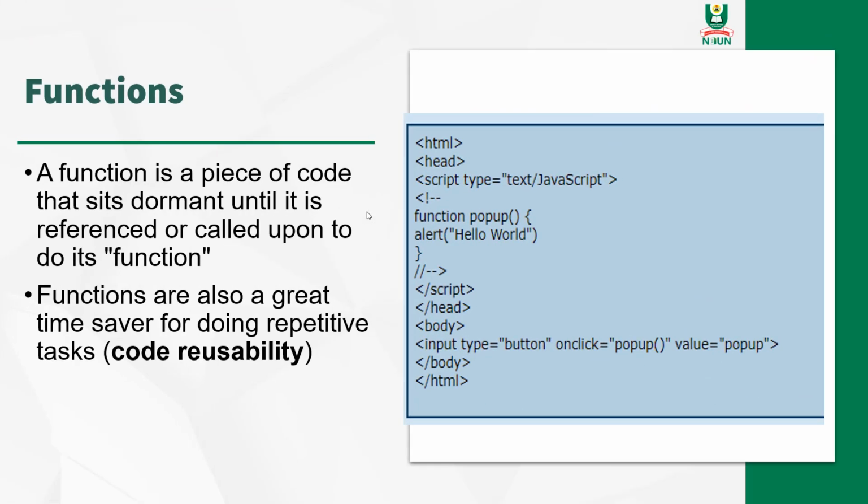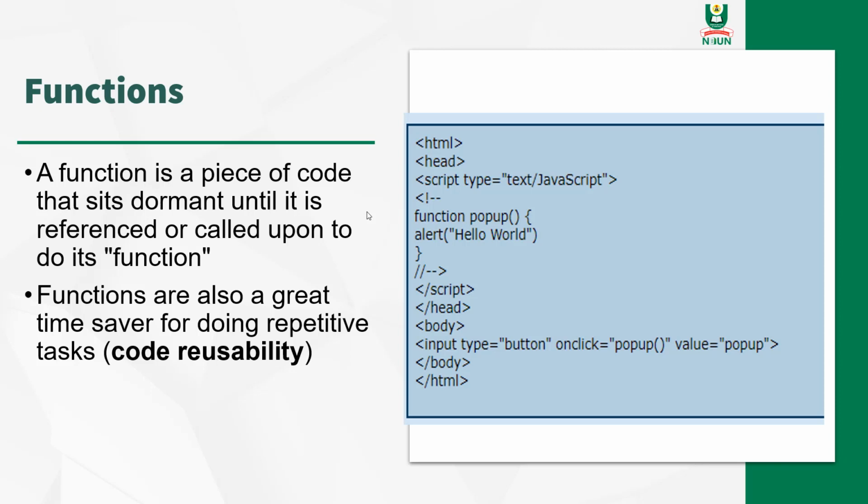Now here's another simple one, functions. We've been using functions like the alert functions. Those are inbuilt functions. But generally, what are functions? A function is a piece of code that sits dormant until it is referenced or called upon to do its function. Okay, so you declare a function and then you call the function within your code to do something, to perform a particular activity that you designed for it.